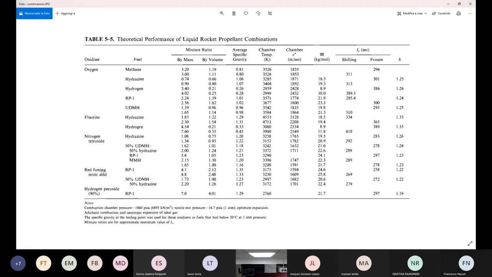And this is our RFNA with hydrazine or RP1, and hydrogen peroxide with RP1, that in principle could be an interesting storable propellant combination that is not bad in terms of exhaust gases. But of course you have problems with storage of hydrogen peroxide, and the performance is not so high. So this is some reason that made this choice not being considered so far.